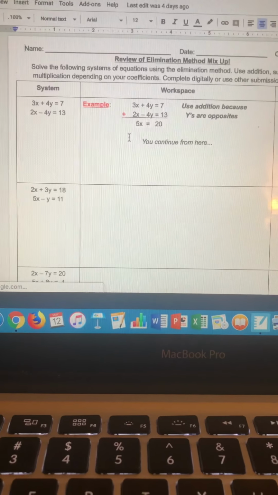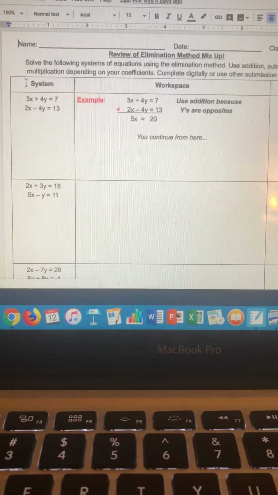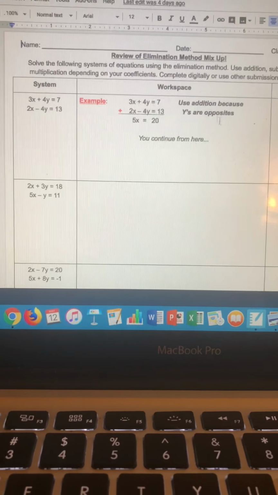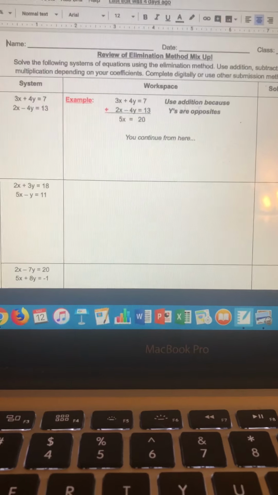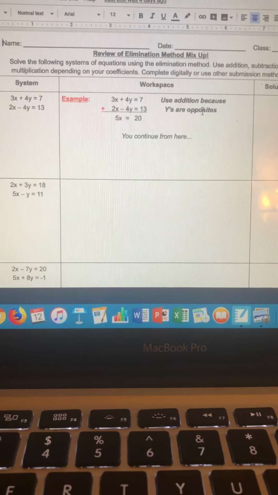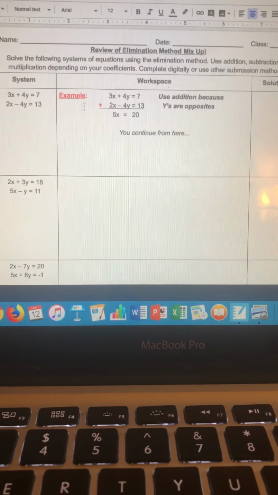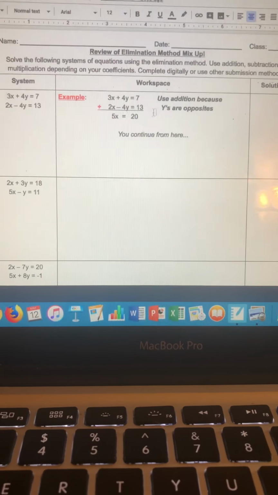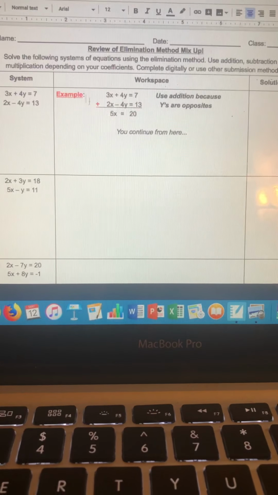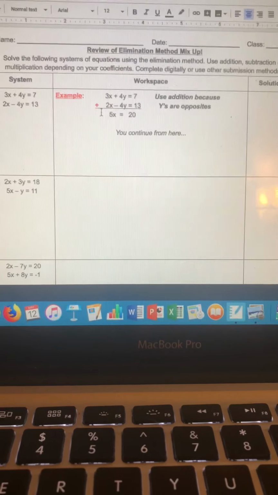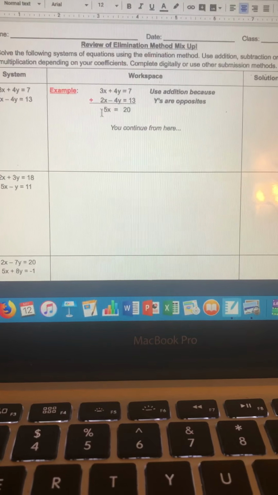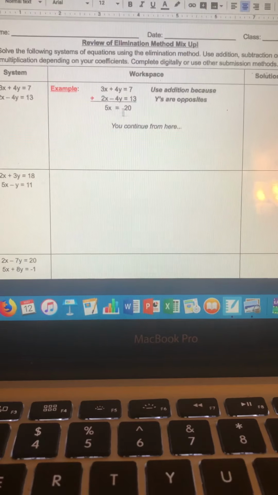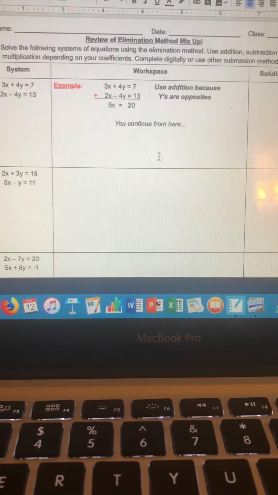So I start you off with number 1. Number 1 is the system right here. And I wrote, I'm going to use addition because the y's are opposites. Do you need to write this to me? No. I put it there just as a guide for you. I just wanted you to know that's what you're deciding. I'll know what you decide to use because your work will show it. We're using addition because the y's are opposite. The y's would eliminate, we would get 5x equals 20, and then you would continue from here.